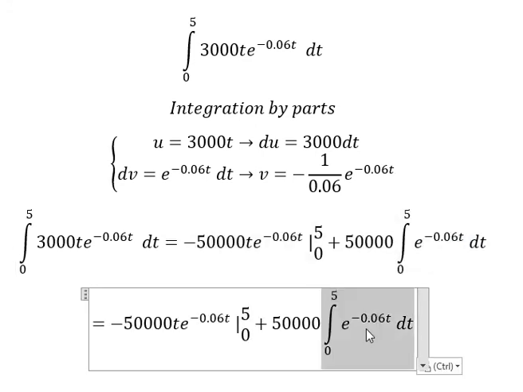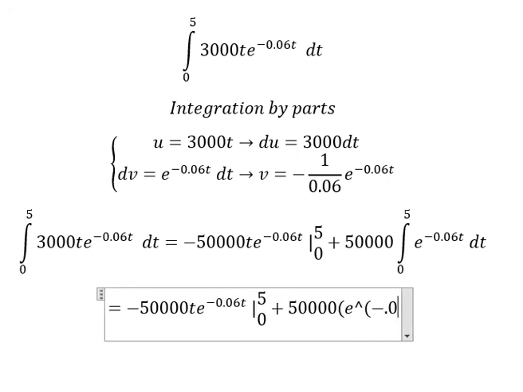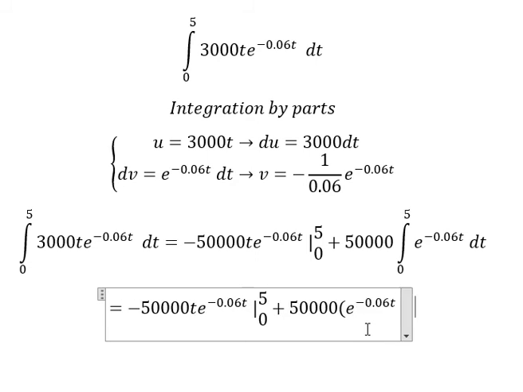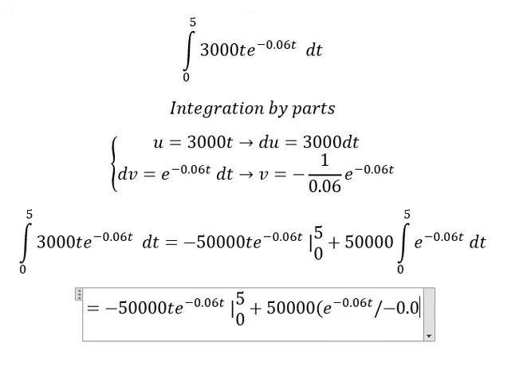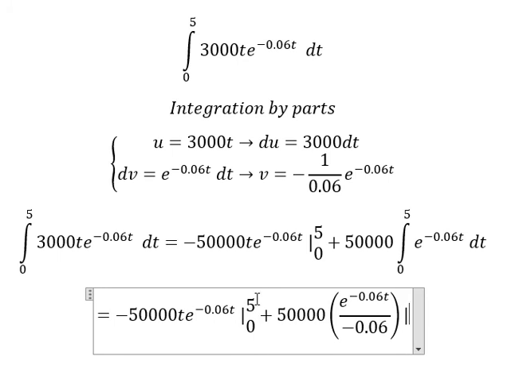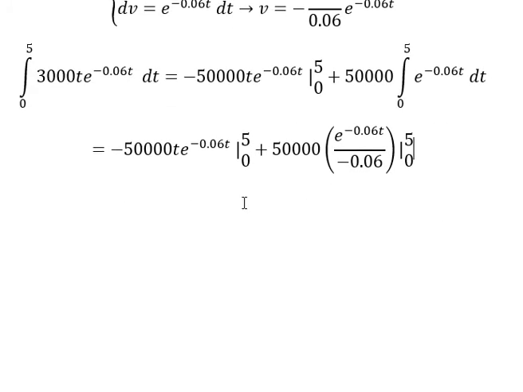The integration of this one, we have e to the power of negative 0.06t over negative 0.06, and we put the bounds from 0 to 5. And now we have the final answer.